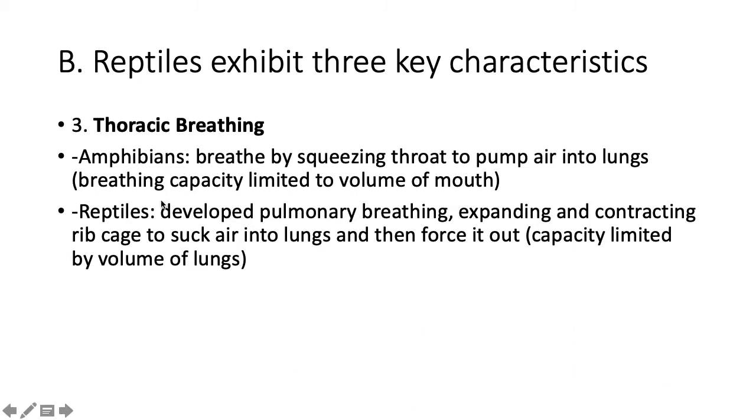So, okay. Third key characteristic for reptiles is thoracic breathing. So amphibians are limited in how much they can take in because their lungs are kind of small. How they took in air is they squeezed their throat to force it into their lungs. So how big their mouth was, was as much air as they could get at one time. But with reptiles, now we're going to develop something called pulmonary breathing, a rib cage that surrounds the lungs that's going to expand and contract and suck air in and force it back out. And so now how much air we can take in is limited by how big your lungs are.